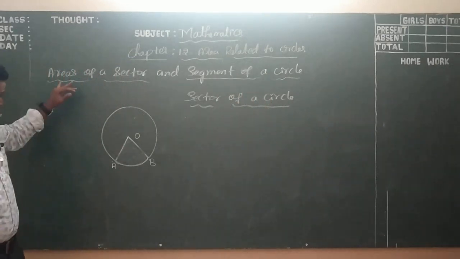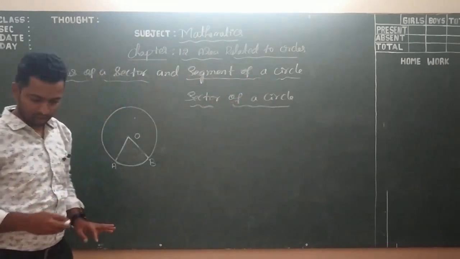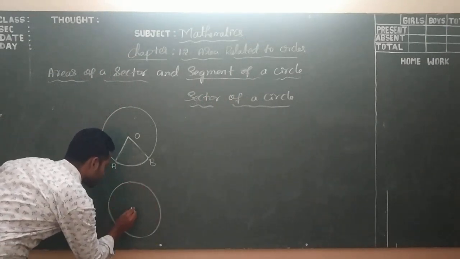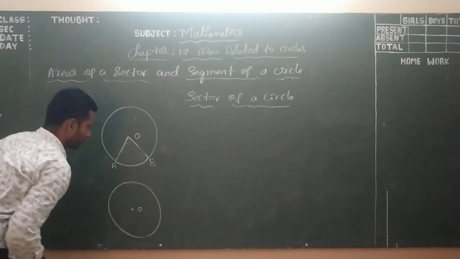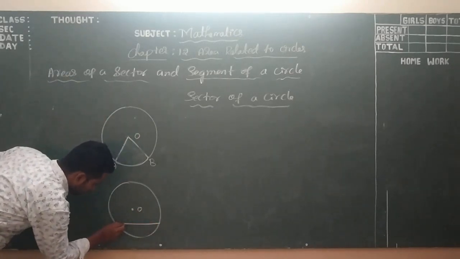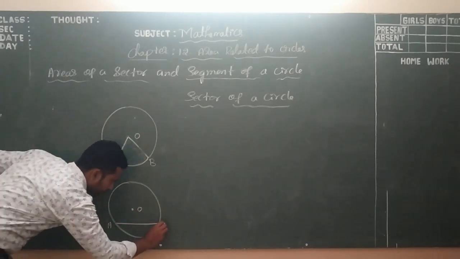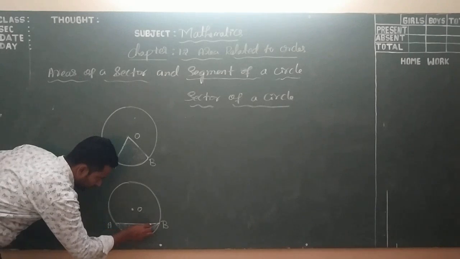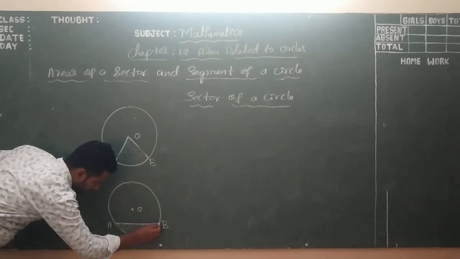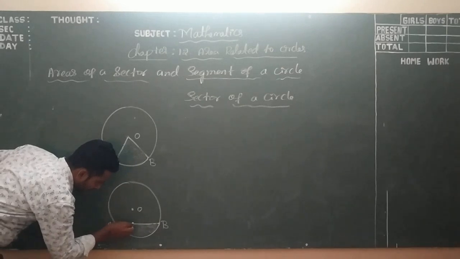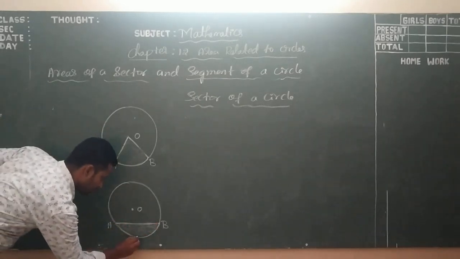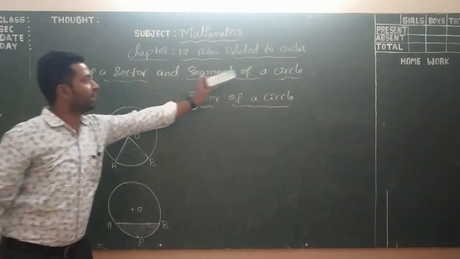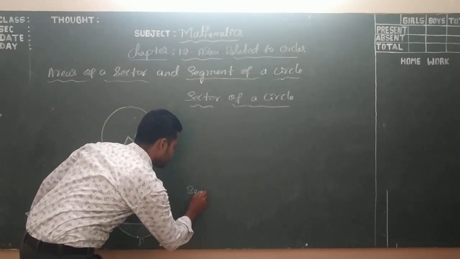So next is a segment of a circle. Now I draw another circle with center O. If I draw one chord, assume this is AB. AB is a chord. Here the area is enclosed by the corresponding arc and one chord AB. So here this point P. The APB is a segment of a circle.